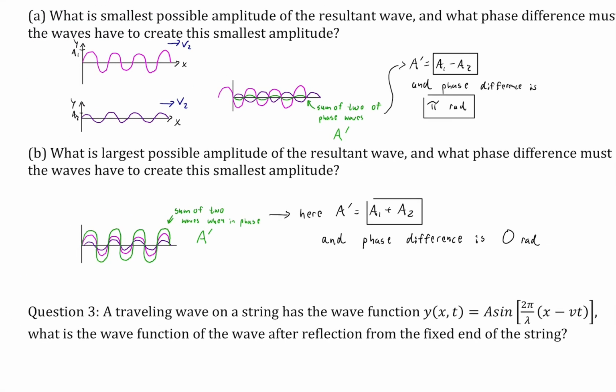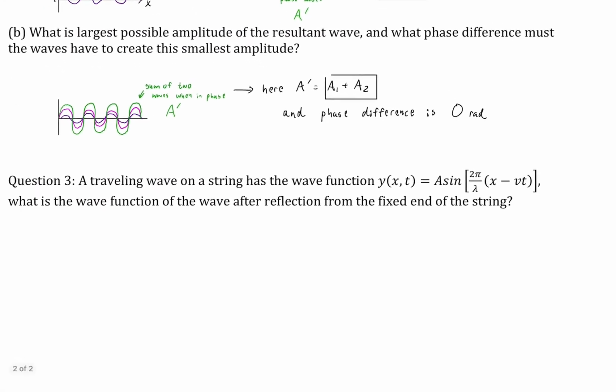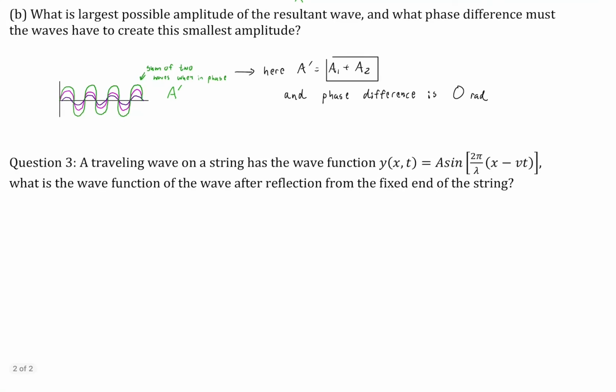All right, so our last question is going to look at the idea of reflection. Here we're going to look at a traveling wave that is described by this function. This is the mathematical form of a traveling wave, a function of both position and time. So what happens when that wave hits and is reflected off a fixed end of a string, like a rigid wall? How would we represent the function in that case? Well, the way we represent it is by putting a negative in front. The negative represents the inversion.